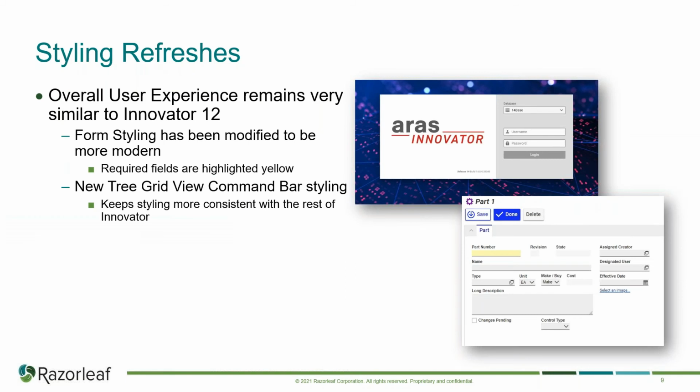So just to run through a couple of the styling refreshes once more. Once again, the overall user experience is very similar to Innovator 12. Form styling has been modified to be a little bit more modern, as you can see on the bottom here. Required fields are now highlighted yellow just to make them a little more apparent for the user. And then alongside this, the new tree view command styling, just to keep things more consistent with the rest of Innovator.